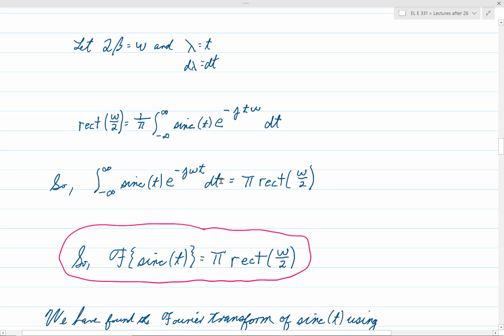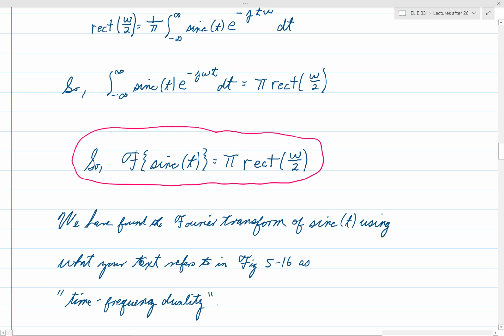But now look at the left-hand side. That is exactly the expression for the Fourier transform of the sinc of t. So we have found the Fourier transform of the sinc of t without doing a single integral, and it's equal to pi times the rect of omega over 2.